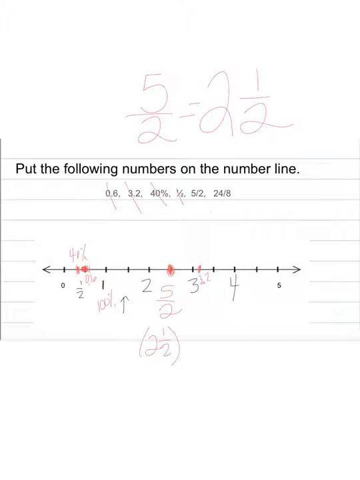Like that. And then 24/8. Remember, this fraction bar is a division. So 24/8 is the same as 24 divided by 8, which would be 3. So then 24/8 would go at 3, which would be the same as 3. All right, that is all I have for this lesson.